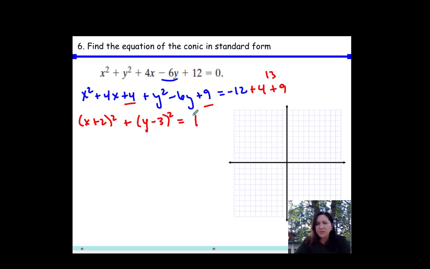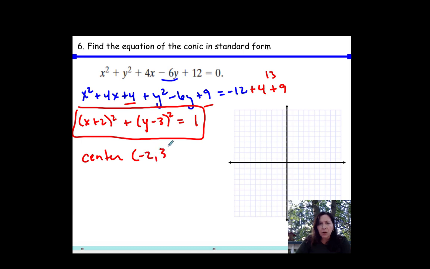So because this is a circle, and this is the equation of my circle in standard form, I know that the center of my circle is going to be negative 2 comma 3. I know that r squared equals 1, because this value right here is r squared. So if r squared equals 1, r is equal to the square root of 1, which is 1. So that means that if I go over 2 and up 3, there's my center, and I would just go 1 all the way around, and then there's my graph of my circle.